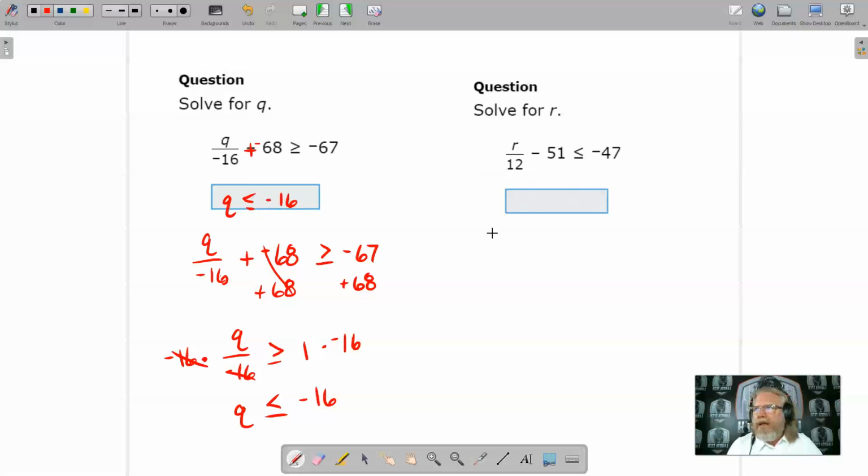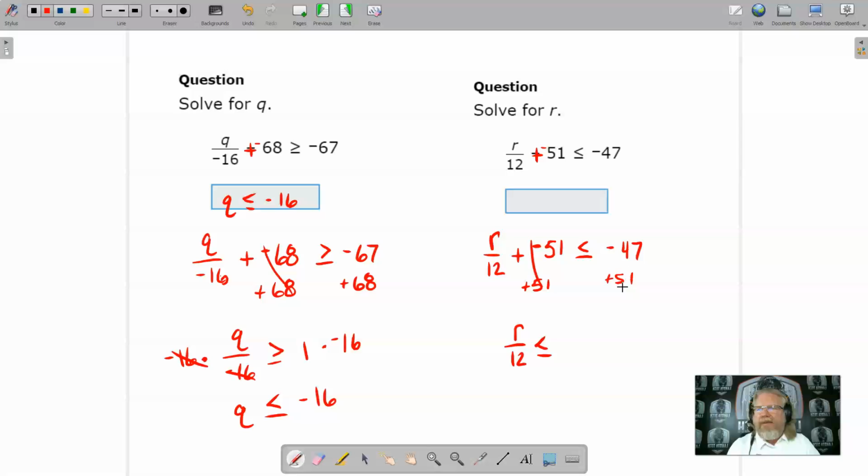On this one here is R over 12. And again, I want to do this as plus and minus, right? So I'm going to do plus negative 51. Notice how I raise the negative sign so I don't mistake it for a subtraction sign. And negative 47. So let's go ahead and add 51 to each side. Plus 51. And those 51s will cancel each other, and I now have my R over 12 on the left. And let's keep my less than or equal to.